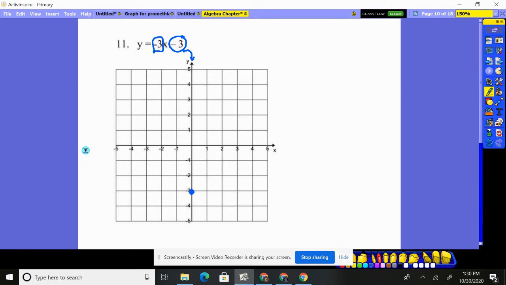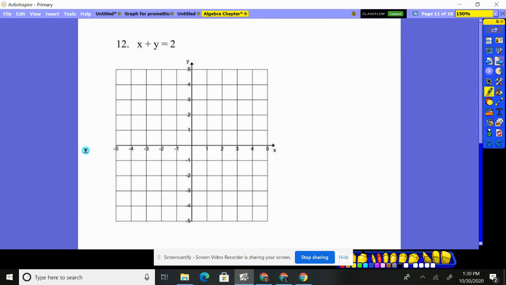Now, the negative simply means it's going up to the left corner. The slope is 3, so it's going to rise 3, run 1. So I'm going to go up 3, 1, 2, 3, and then to the left 1 so that I can aim towards that corner. Up 3 over 1, connect my dots, and there's my line.